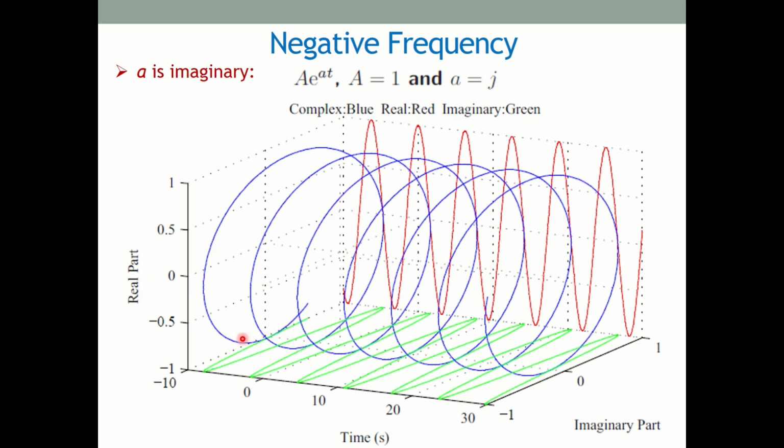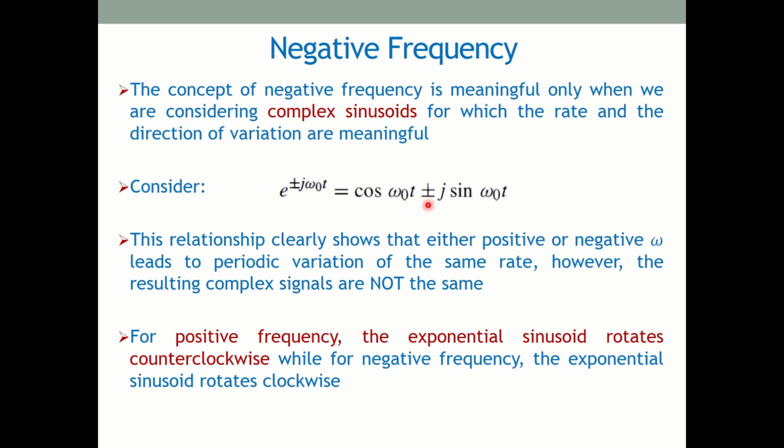This can be understood by looking at this plot. You can see there is a spiral rotating in this direction. On this axis is plotted the projection of this spiral, the red one shows the real part, and the projection on this axis will give us the imaginary part. So this is a complex term, and it has the real part, the red one, and the imaginary part, the green one. If it is rotating like this, this is one rotation direction. Even if it's rotating in the opposite direction, you will still get the same cosine and sine, but in the expression here, plus will be converted to minus.